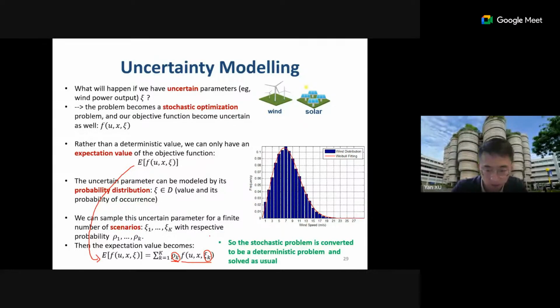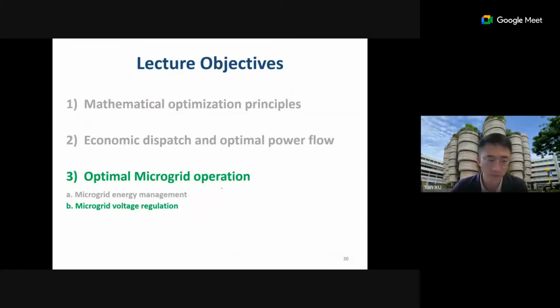So by doing that, the stochastic problem is converted to a deterministic problem model. So it can be solved as usual. That's how we can model the uncertain parameters in the optimization problem using this probability distribution-based or scenario-based modeling. Okay, so that is how we can address the uncertainty in the microgrid operation.